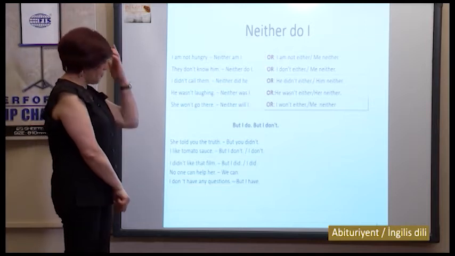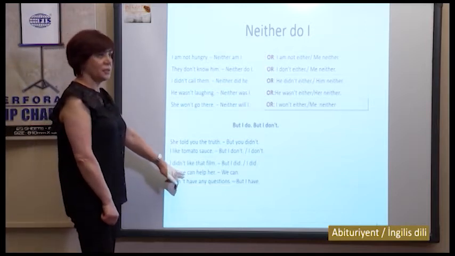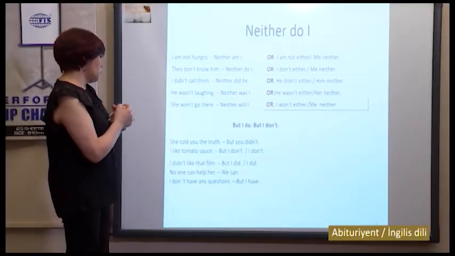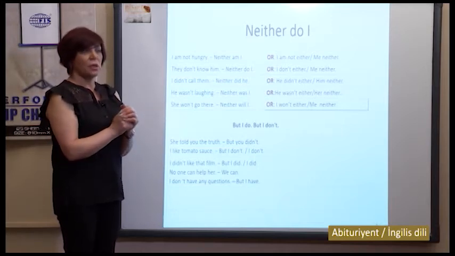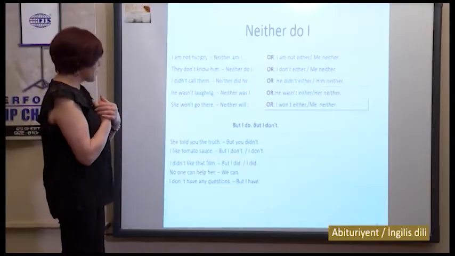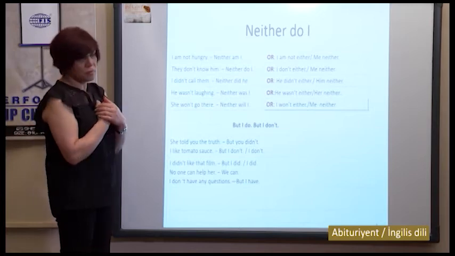No one can help her. You see, here we don't have any didn't, any wasn't, but no one gives us the negative meaning. No one likes him, no one does it, no one is here, no one went there. And what about your opinion? Do you agree? No, you don't agree, and you say, we can. It means that you want to help someone, and you say that even if no one helps her, I can do it.